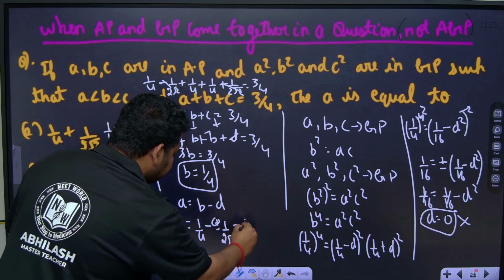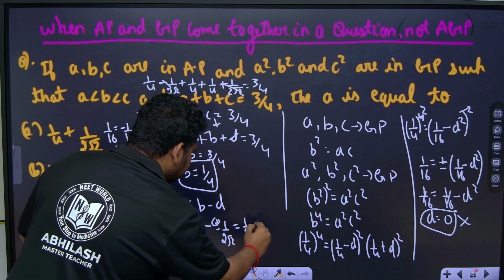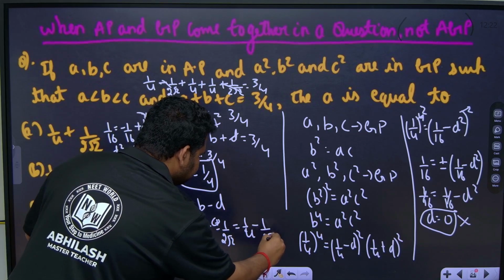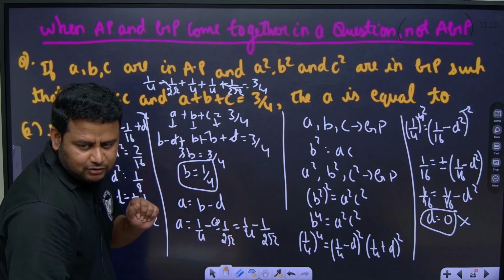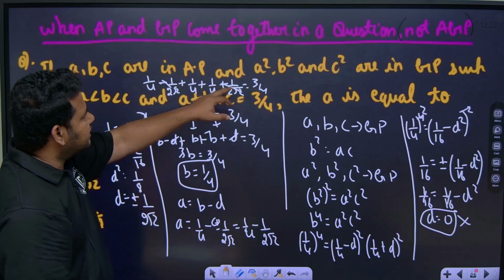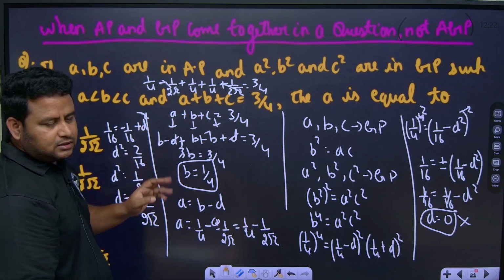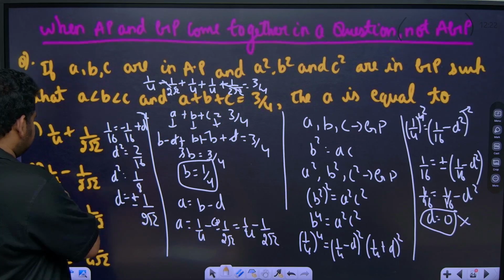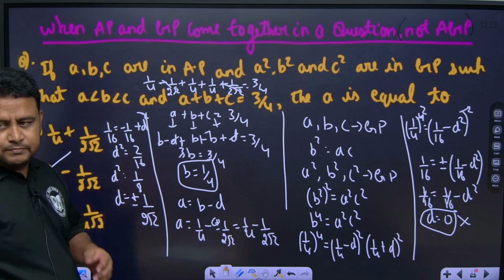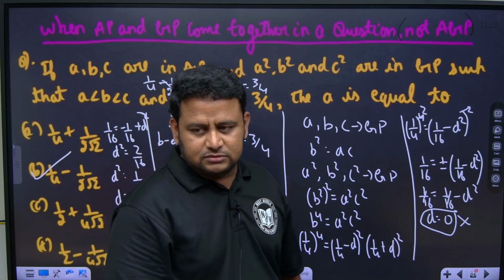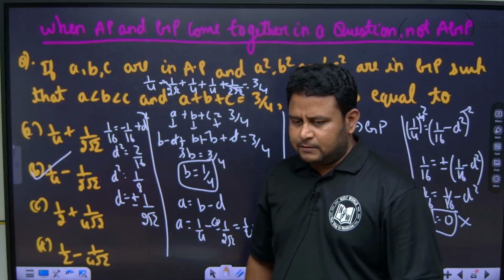So this will become what? 1 by 4, 1 by 4 minus 1 by 2 root 2. This 1 by 2 root 2, I should take the plus value, not the negative value. If I take the negative value, I will get a different result. Okay. So here what is the answer? Not A, it is B. Understood? Is it clear? Okay. That's it. Simple. Understood? Now again I will explain.